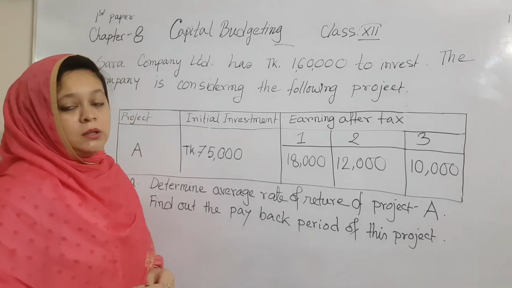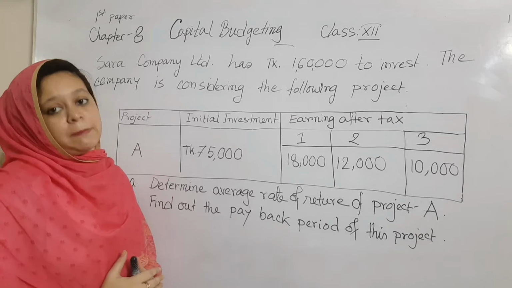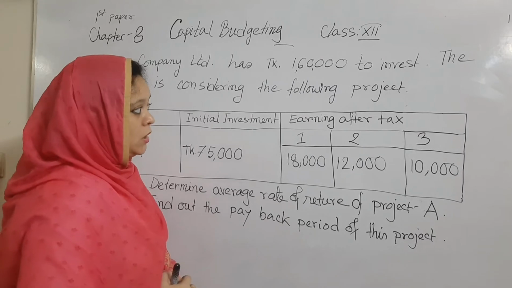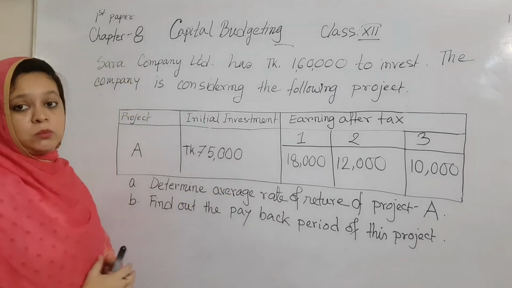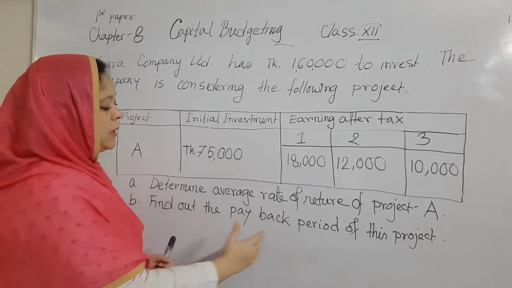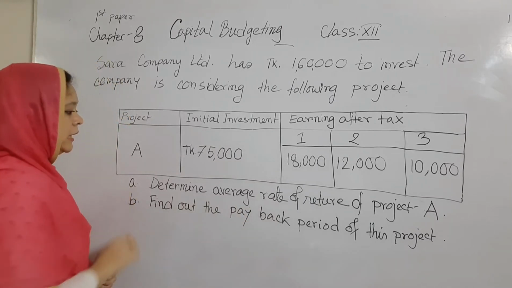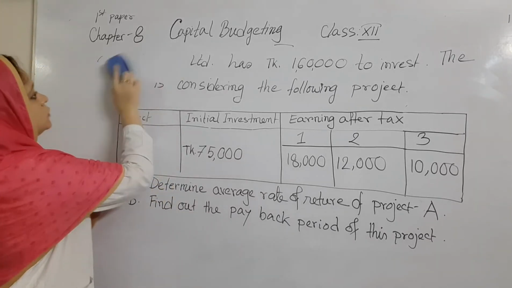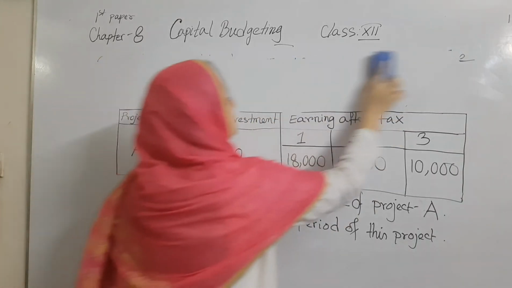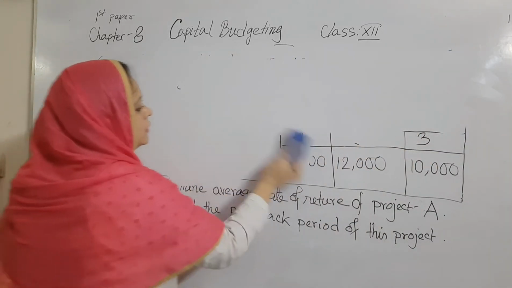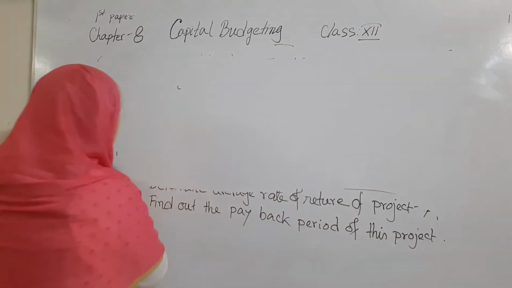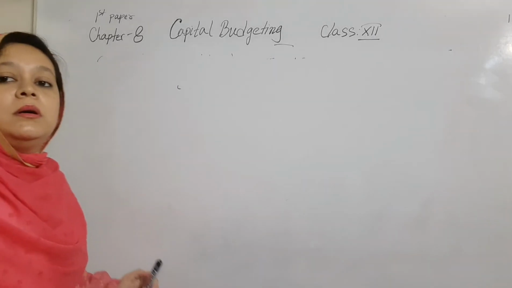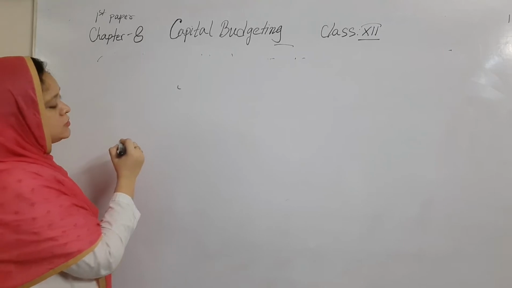We know it very well. The first methods of capital budgeting are average rate of return and payback period. Through this information, we can calculate the average rate of return and payback period. The first one, number A, is calculating the average rate of return. So now we are starting the calculation. First, we have to write down the formula of average rate of return.